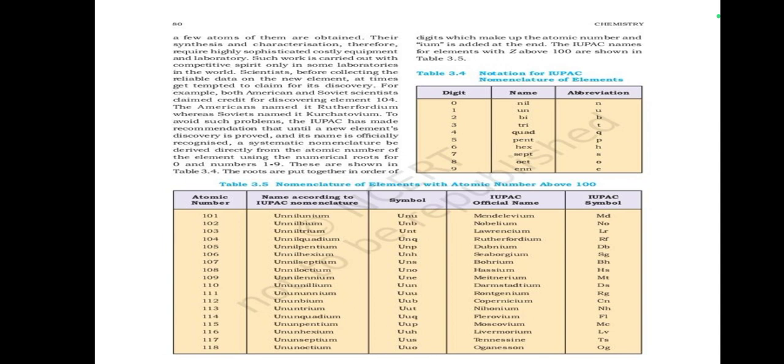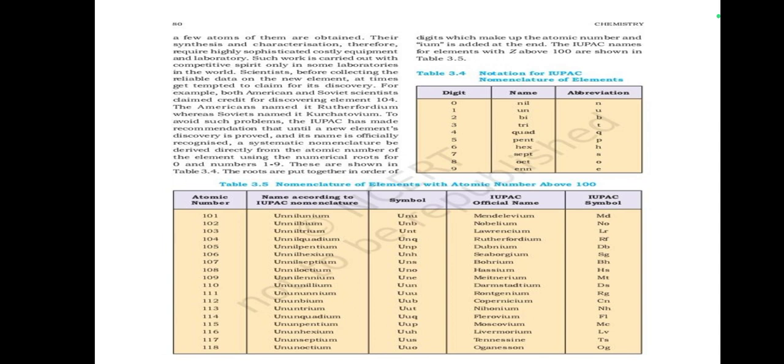To avoid such problems, the IUPAC has made a recommendation that until a new element's discovery is proved and its name is officially recognized, a systematic nomenclature be derived directly from the atomic number of the element using the numerical roots for 0 and numbers 1 to 9. These are shown in Table 3.4. The roots are put together in order of the digits which make up the atomic number, and ium is added at the end. The IUPAC names for elements with Z above 100 are shown in Table 3.5.